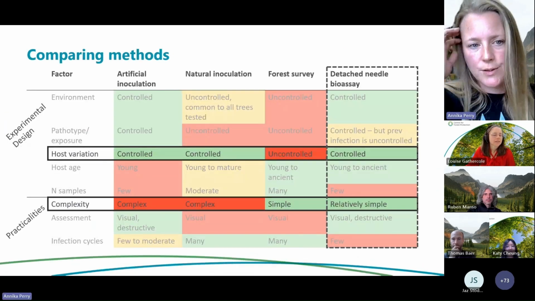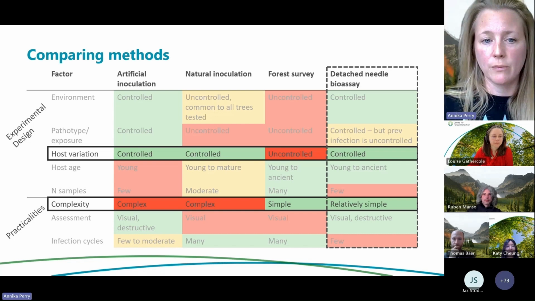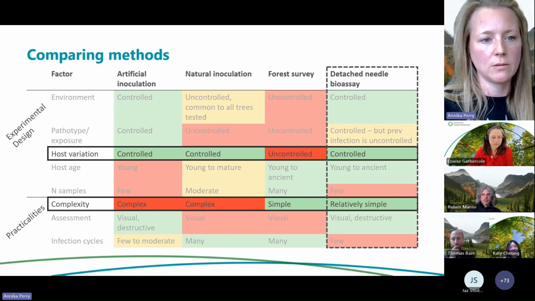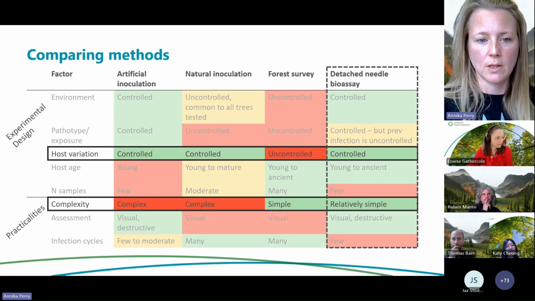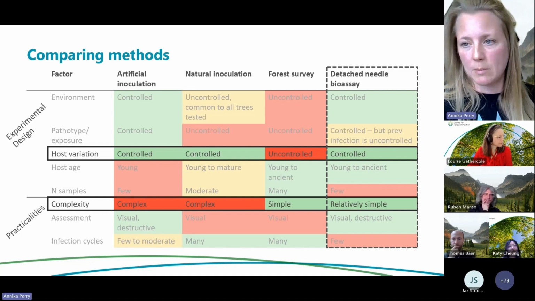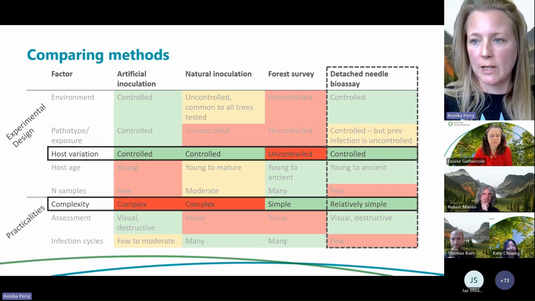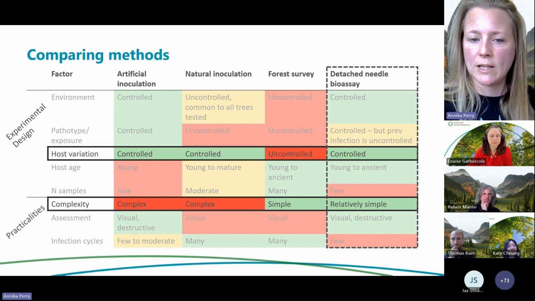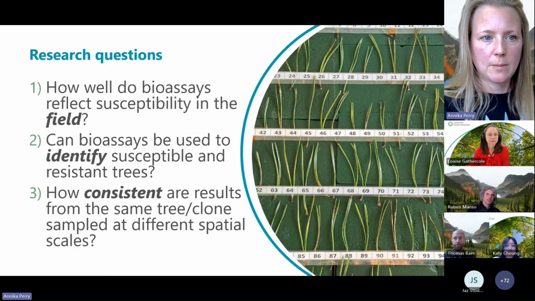So some of the questions that we had coming into this were, how well do bioassays reflect susceptibility in the field? Also, can bioassays be used to identify susceptible and resistant trees? And also, how consistent are the results from the same tree or from the same clone, if we're talking about grafts, sampled at different spatial scales, so that we can get a feeling for how useful the method actually is? So, my research question.